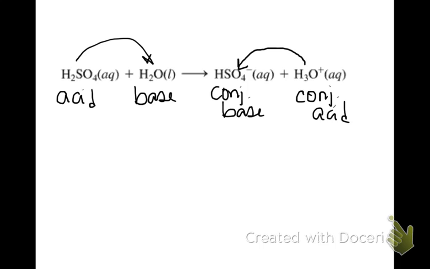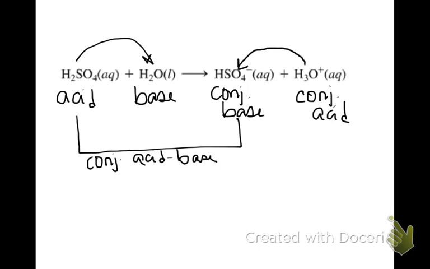So here we have the acid H2SO4. Its conjugate base is HSO4-. So this is a conjugate acid-base pair. And on this side, and I'll use the arrows up here, we see that H2O and H3O+ are also going to be a conjugate acid-base pair.